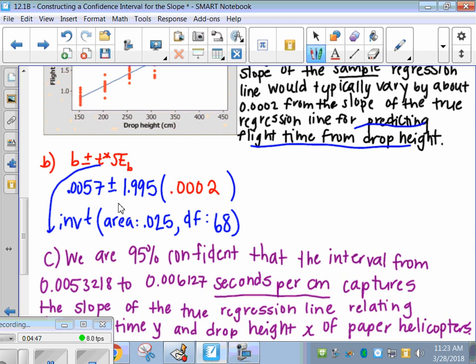All right, plug this in, add and subtract. Don't forget, you guys, this whole thing is the margin of error. If it asks for margin of error, you're looking for this times this, how much you added and subtracted to the sample slope, okay? All right, so we're going to get a confidence interval of 0.005 to 0.006.